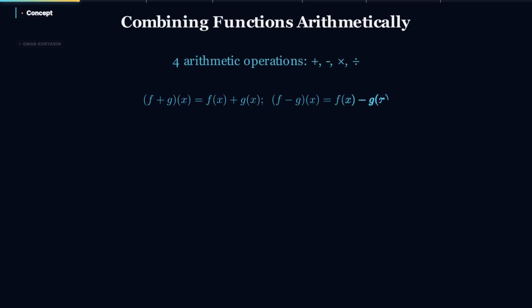The four arithmetic operations on two functions f and g produce four new functions whose rules combine the outputs of f and g pointwise at each input. (f plus g)(x) equals f of x plus g of x, (f minus g)(x) equals f of x minus g of x, (f times g)(x) equals f of x times g of x, and (f divided by g)(x) equals f of x over g of x.